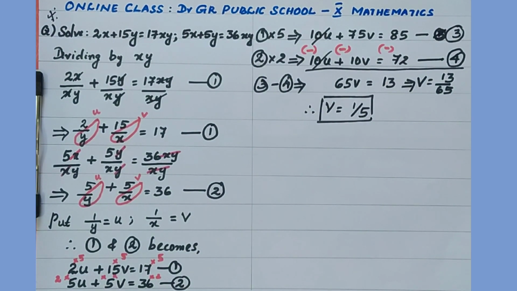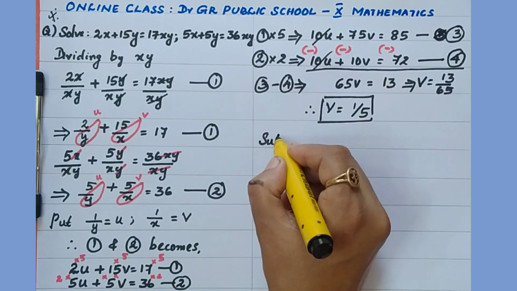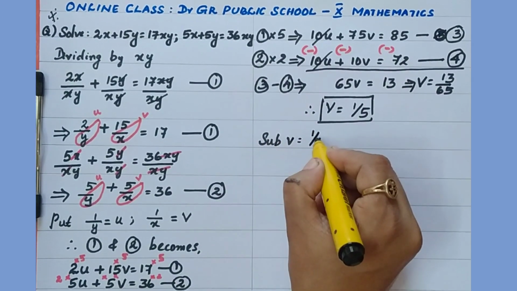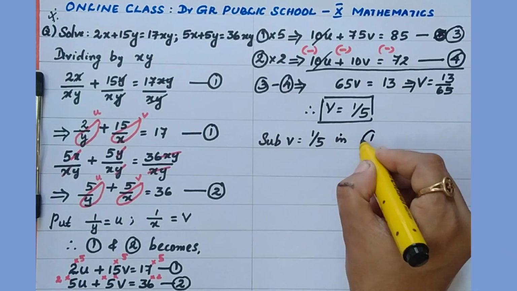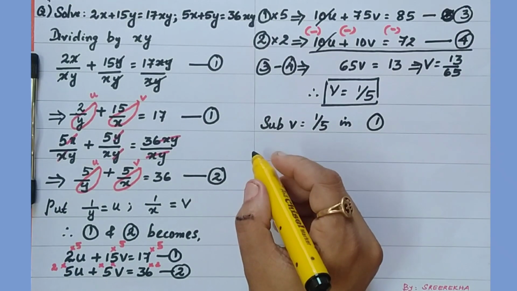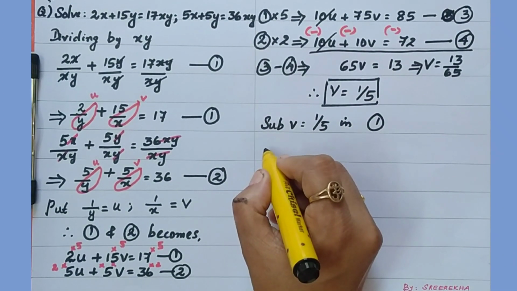Substitute the value of v equal to 1 by 5 in equation 1 or 2 or 3 or 4. I am going to substitute v equal to 1 by 5 in equation 1. Now, when substituting, we get 2u.